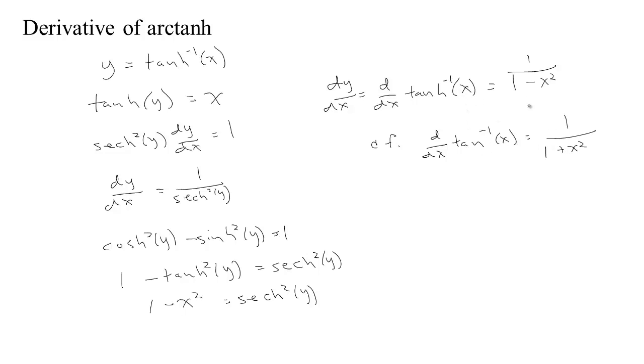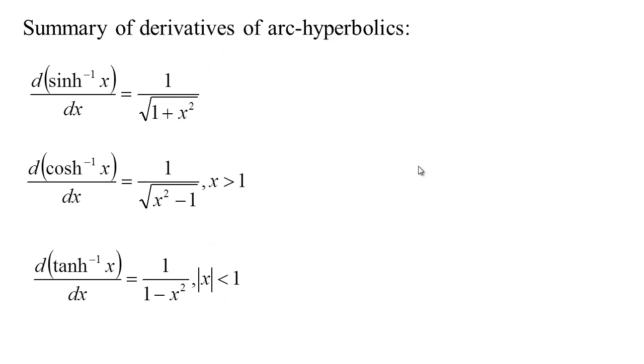So this function has a slight difference from the arctangent, but it's similar. So far we've seen that the derivative of the arcsine is 1 over the square root of 1 plus x squared. The derivative of the arccosine is 1 over the square root of x squared minus 1. And the derivative of the arctangent is 1 over 1 minus x squared. Now these restrictions here, that x is greater than 1, if you look at the graph of the cosine, it's always greater than 1, and so this is a natural restriction on the inputs. The graph of the tangent is always between negative 1 and 1, and so that's why this restriction comes up.